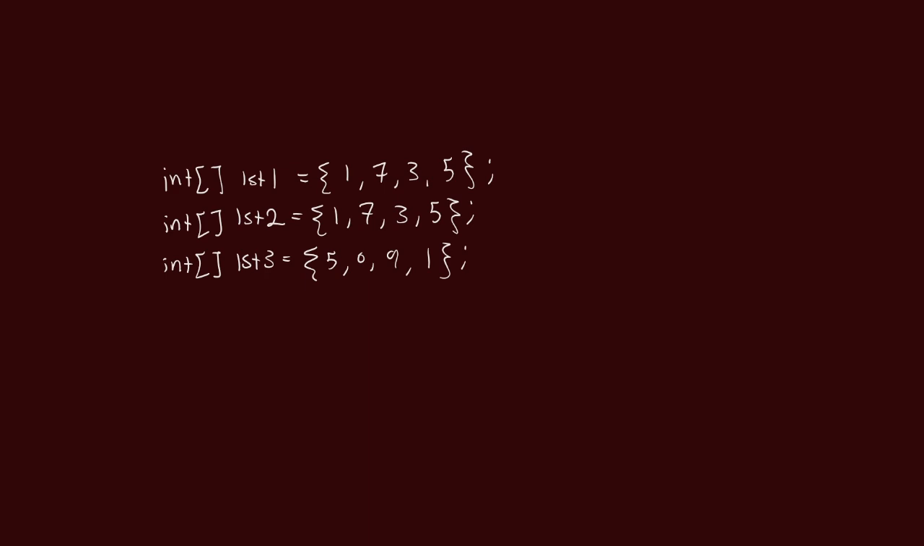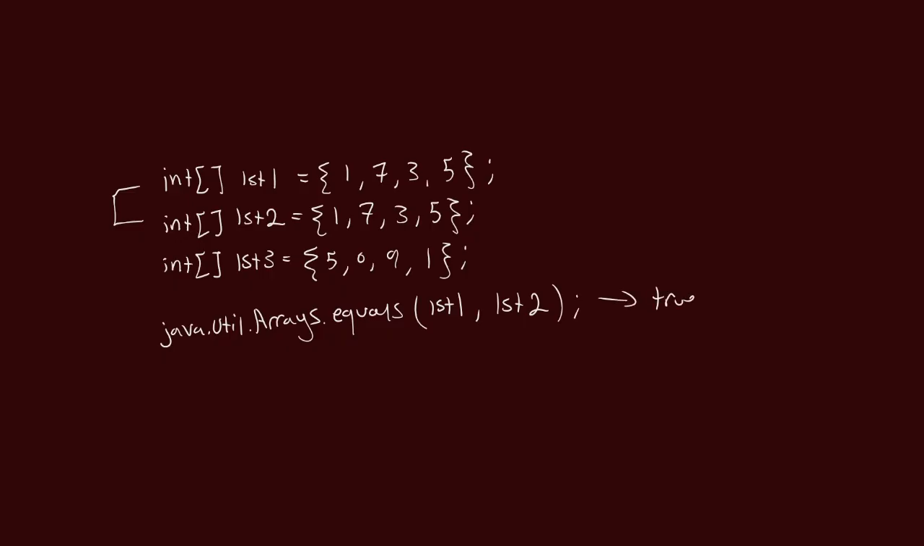Now let's say we want to see if these two are equal to each other. What we do is java.util.Arrays.equals, and then we pass in the two arrays that we want to compare. So we do list1, list2, and this would return true. But if you do list1 and list3, this would return false.